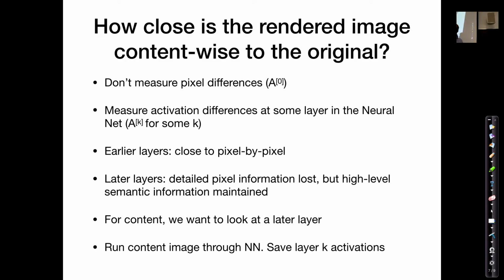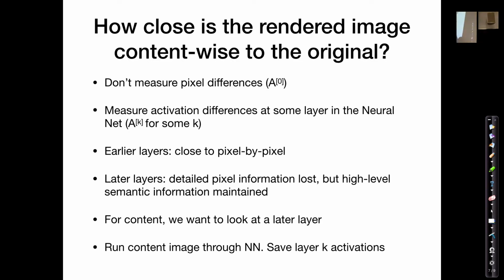So we want to say, how close is the rendered image content-wise to the original? We don't want to measure the pixel differences, right? That just won't help us very much. Instead, we have this neural net, remember? In fact, we didn't even say what we did with the neural net. We had a neural net, and then I just kind of ignored it. So let's use the neural net.